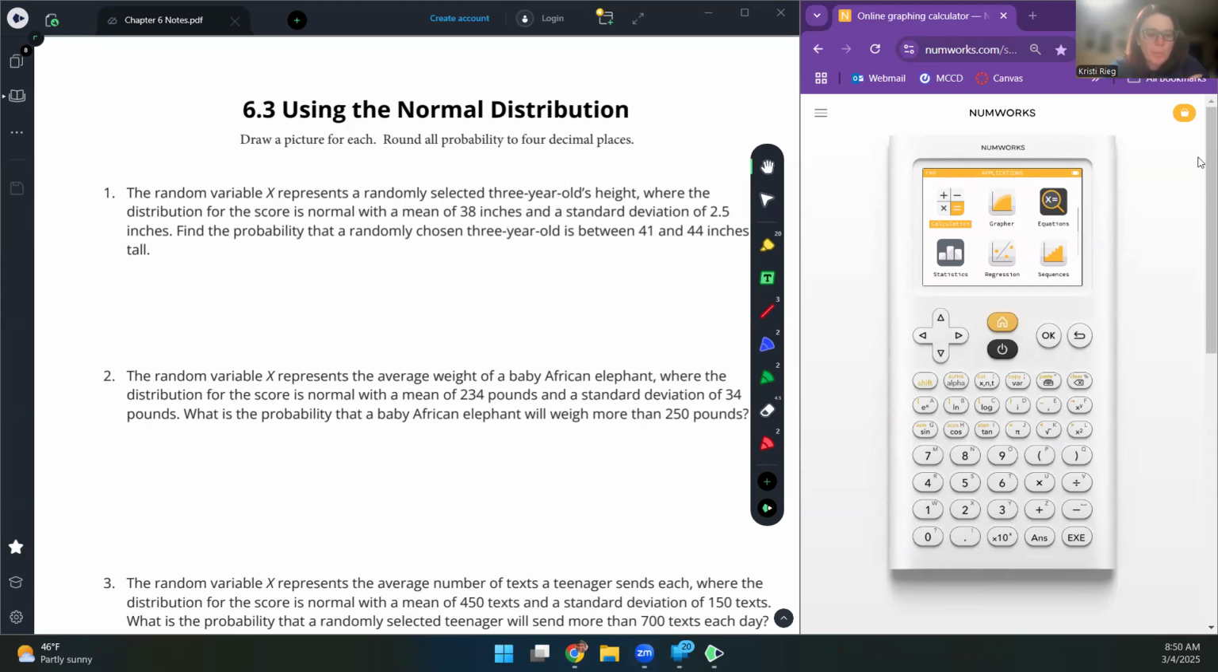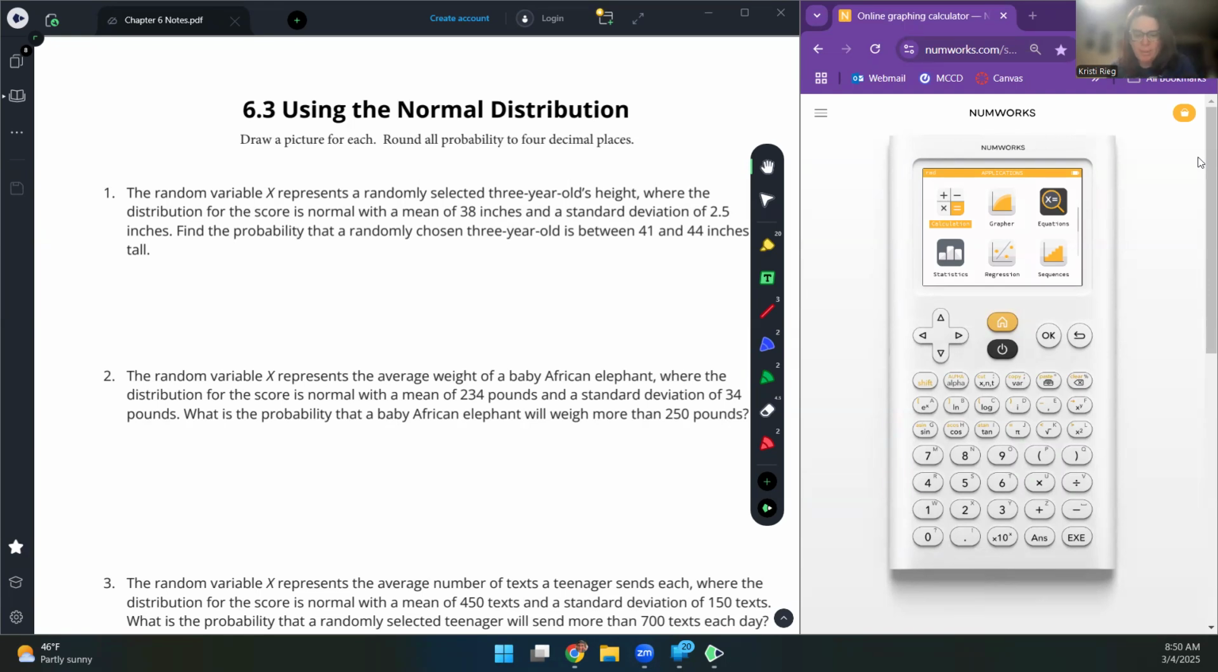Okay, number one. First of all, in the instructions, you can see it says draw a picture for each, round all probabilities to 4 decimal places. So we know two things. We're going to draw a picture, and we already know what to round each one to.